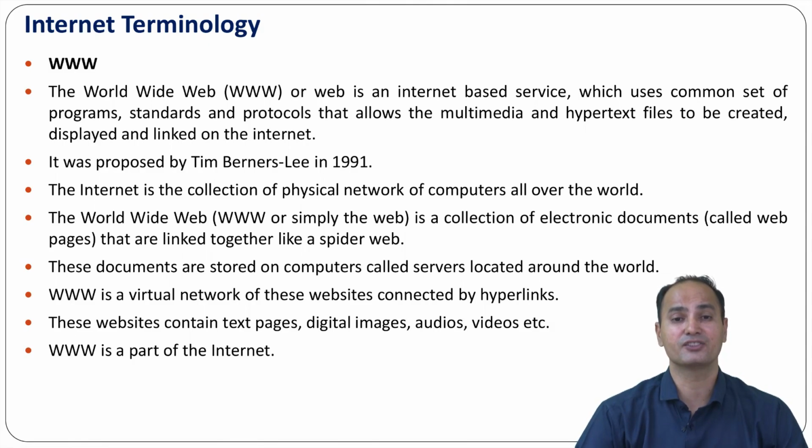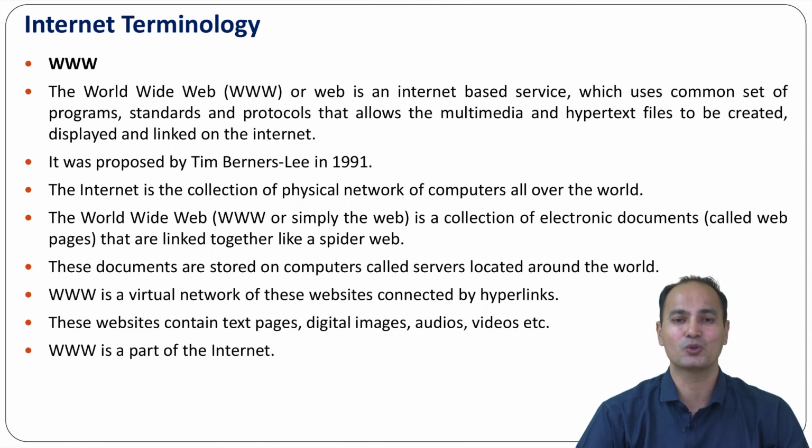The internet is the collection of physical networks of computers across the globe. The World Wide Web, or simply the web, is a collection of electronic documents called web pages that are linked together like a spider web. Whenever we talk about the World Wide Web, it is a collection of various hyperlinked documents which were developed using a particular language, and that's why they are called web pages. The World Wide Web allows us to access various hyperlinked documents through the internet.